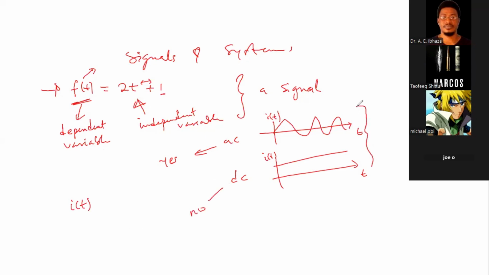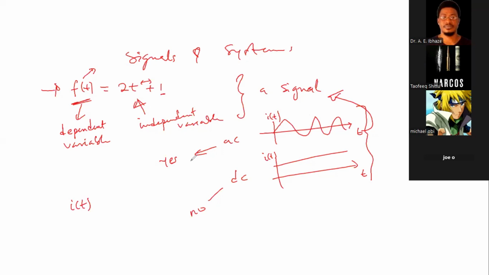Then this brings us back to this definition. It means that if the dependent function is not changing its value, it is not a signal, but it is a quantity. So all quantities are not signals. That's what we're trying to say. And that gives us some sigh of relief.